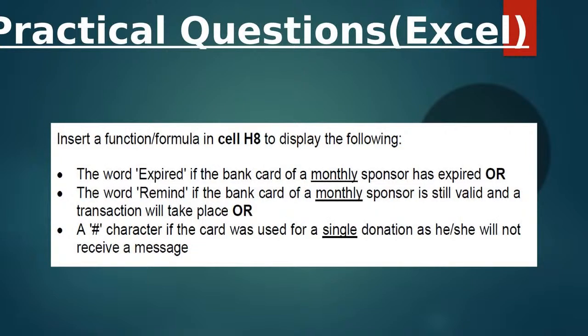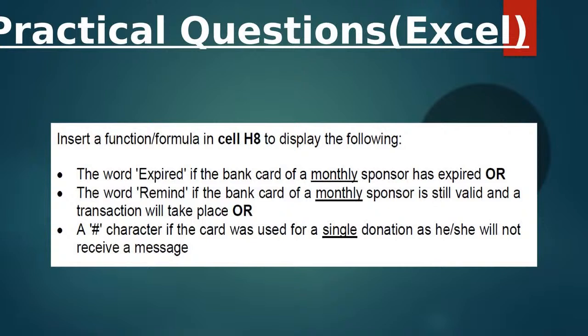All right, here's another one. Insert a function or formula in cell H8 to display the following. So first thing you do, go to cell H8. Click in cell H8. Make sure you are there. What do they want us to do? The word expired if the bank card of a monthly sponsor has expired. Or the word remind if the bank card of a monthly sponsor is still valid and a transaction will take place. Or, so how many things do I have now? I've got expired, I've got remind, and a hash. I've got 3 items, which means this is a nested if function, right?